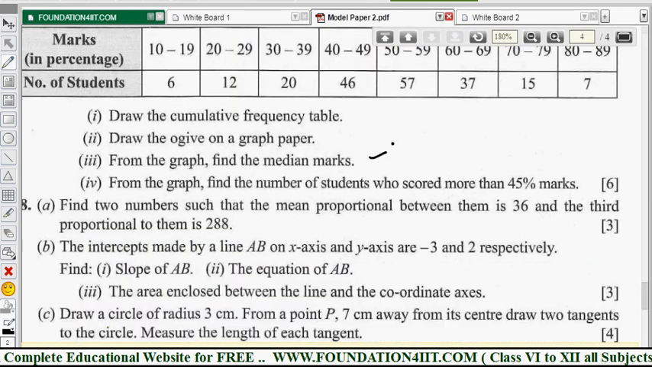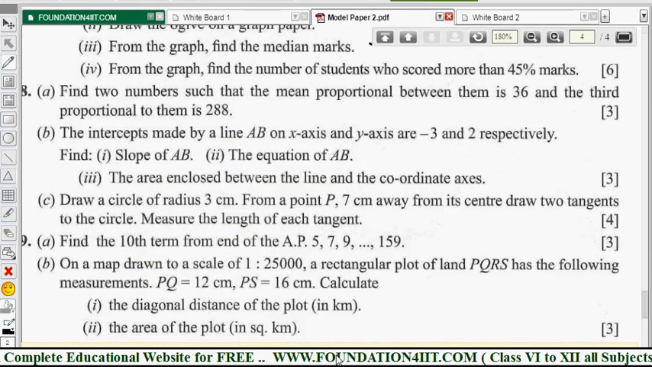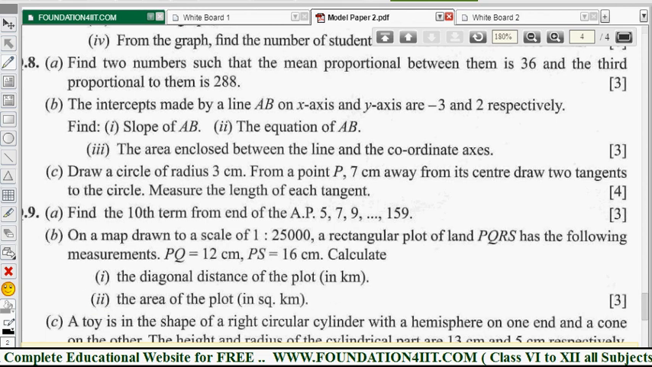Let us see this for 6 marks questions. Next, let us see question number 8 and we'll solve those problems now.